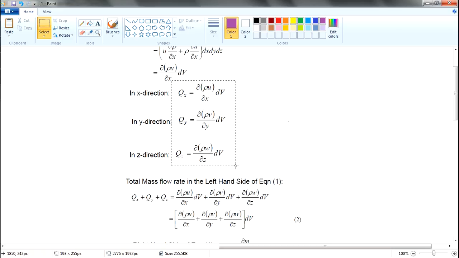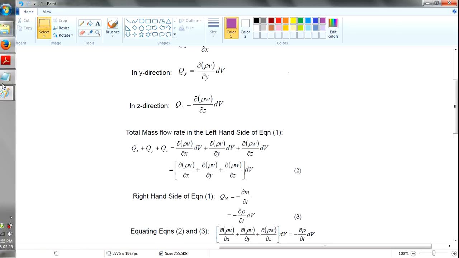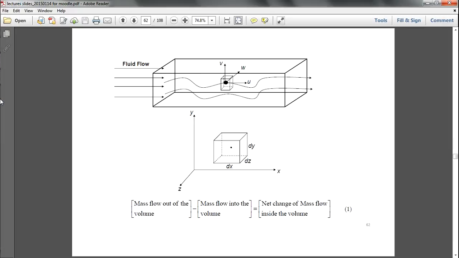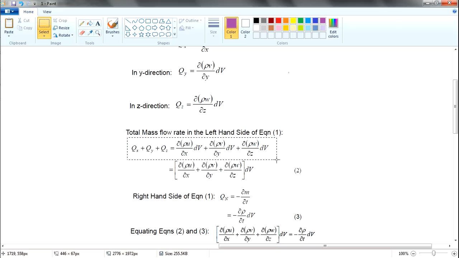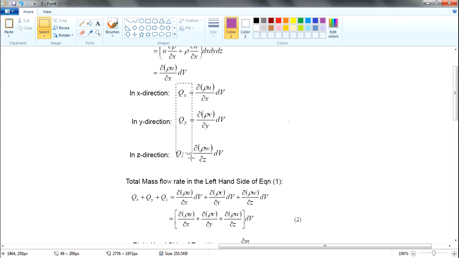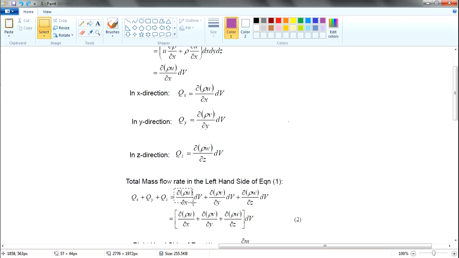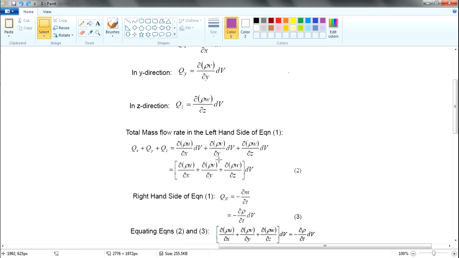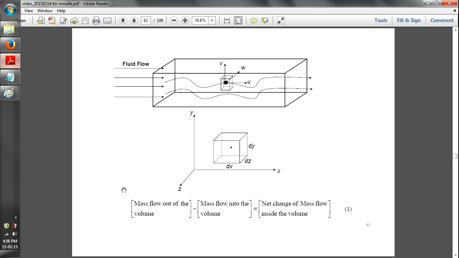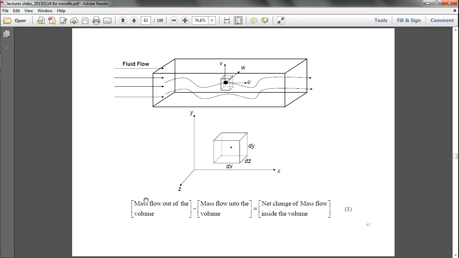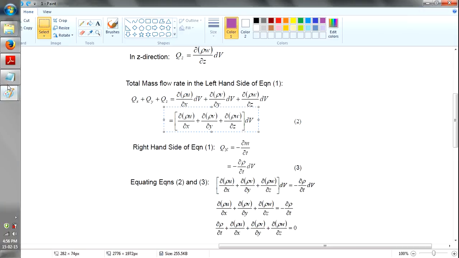After you get this, consider the total mass flow in the left hand side of equation 1. Equation 1 is this equation. The total mass can be rewritten as this, qx. You sum up all this qx, qy, and qz, and write it in terms of this. So this equals this, and then this plus this plus this. Then you sum it up, do some factorization, factorize out the dv, and you get this portion over here. This portion simply describes the total mass flow rate, mass flow out minus mass flow in. So this portion describes this relationship.